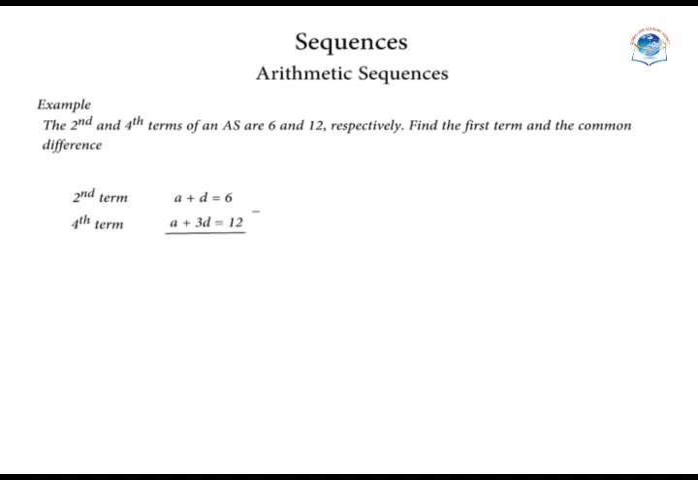We eliminate A. If we do that, A minus A is 0, D minus 3D is minus 2D, 6 minus 12 is minus 6, and therefore D is equal to 3. Substituting D in any one of the equations, we do it in the first one. A plus 3 should be equal to 6, and therefore A is equal to 3.